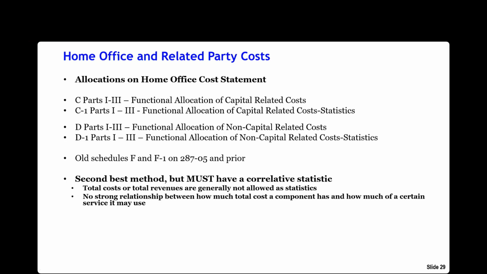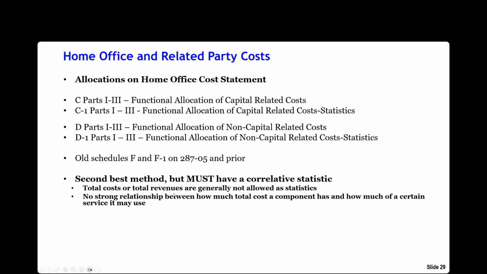A couple of things that come up even recently in reopenings, we've had this. Total costs are virtually never, I mean, I can't see a situation where they would be allowed as a functional allocation cost or statistic. They are actually the pooled allocation statistic. Total revenues, it's one of those virtually never type things.